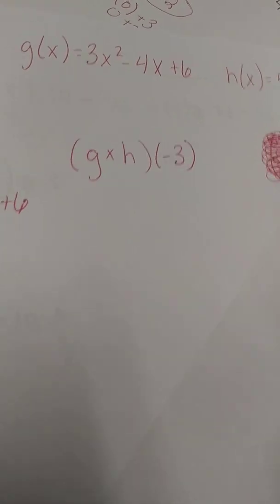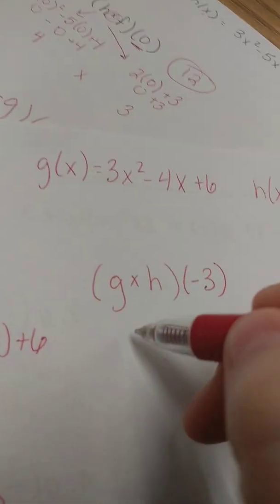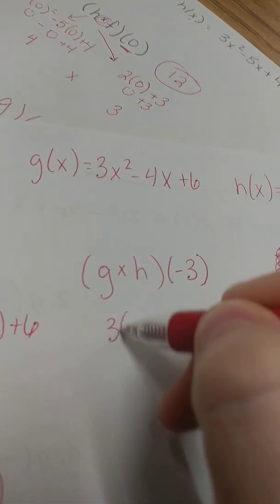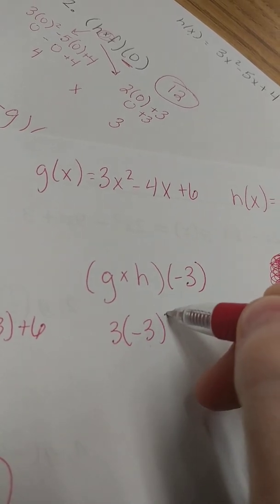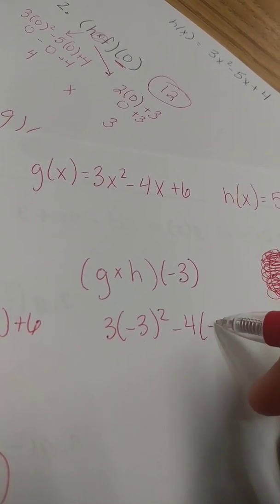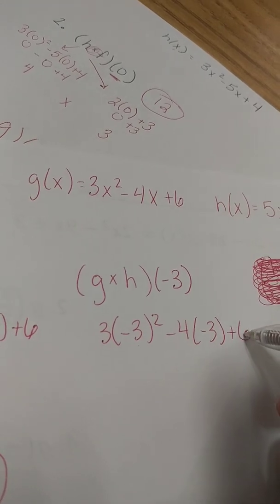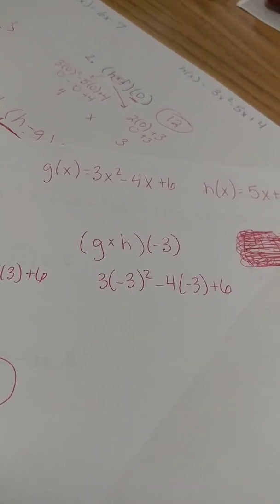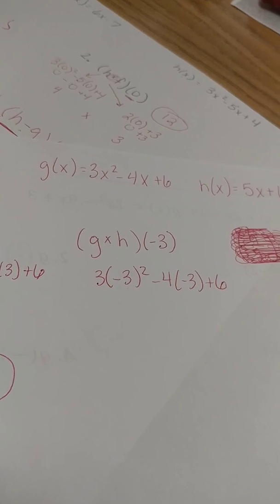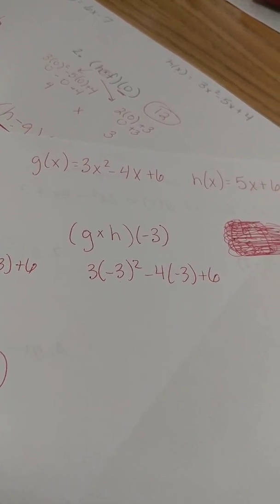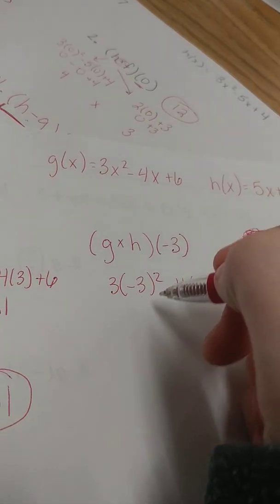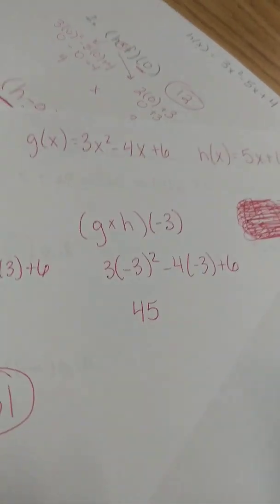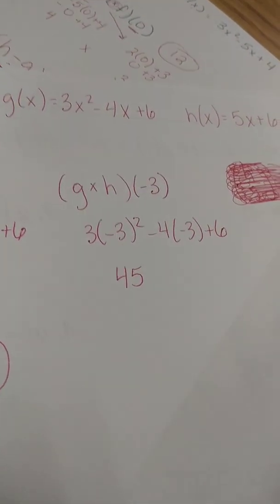Another example, g times h at negative 3. So we do the same thing. We take function g, plug in negative 3. Remember, because of the number in the parentheses instead of a variable, you do not have to do the math first. You can just immediately go into substitution. When you type this in, you get 45.